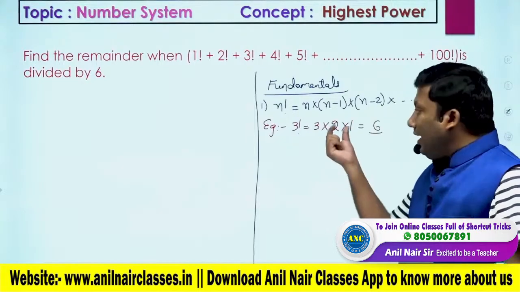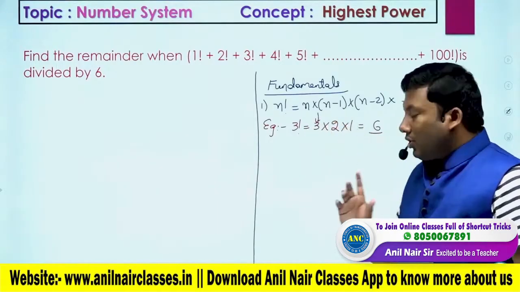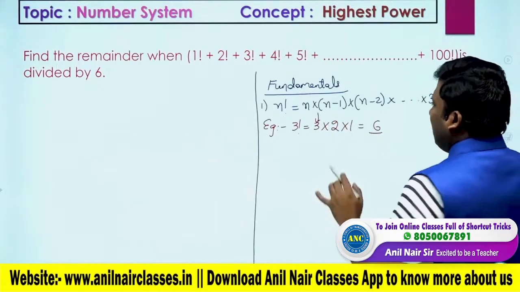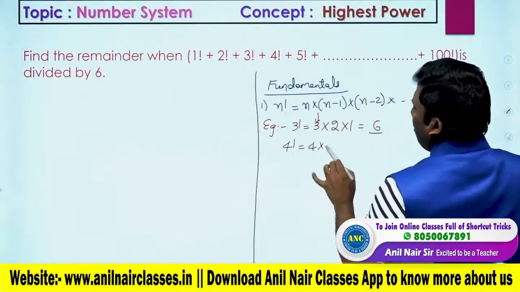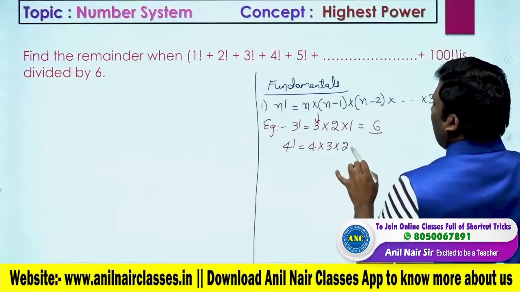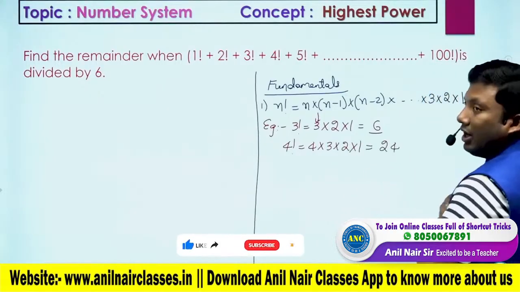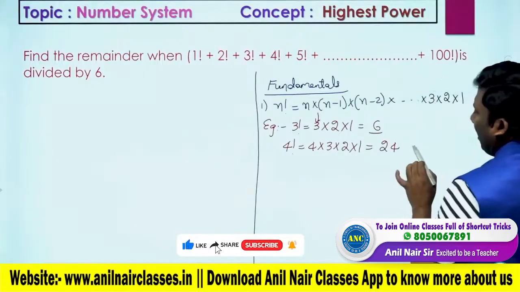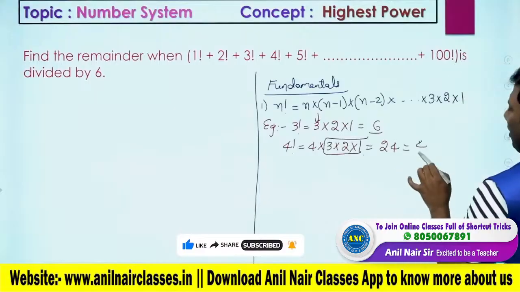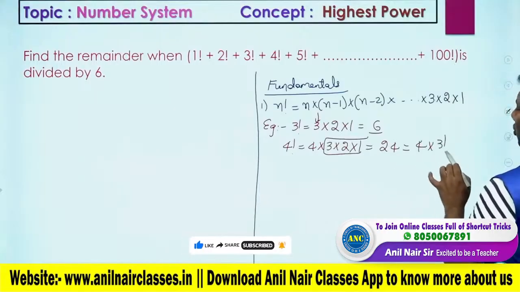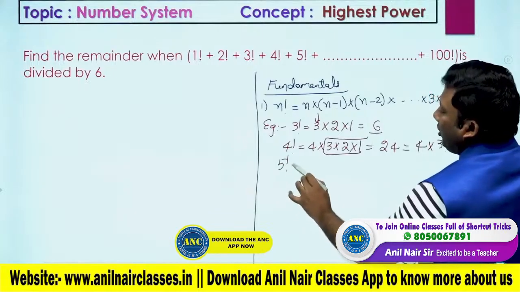3 factorial contains a prime number 3. Make a note of it. That means 6 is divisible by 3. 4 factorial is 4 into 3 into 2 into 1. 3 into 2 into 1 is 6, and 6 fours are 24. Now see here, in 4 factorial, these 3 into 2 into 1 is 3 factorial, so it is 4 into 3 factorial.